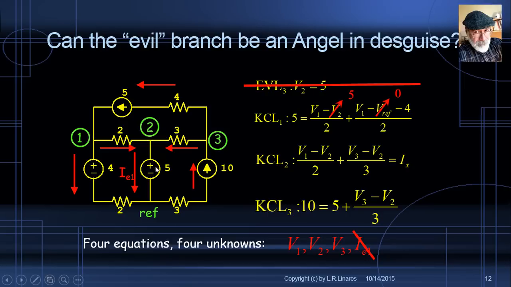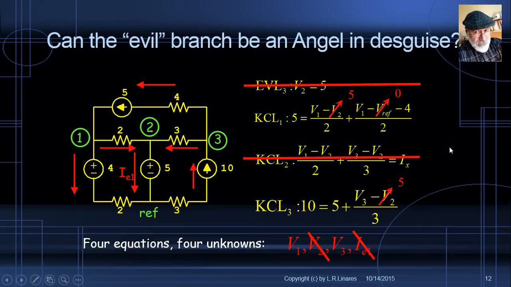But we realize also that the so-called evil branch is standing on top of the reference node and defining V2 without computation. V2 is 5 volts. 5 volts, you see? 5 volts and 5 volts down here. What else? We don't need to write a KCL equation for node 2 because V2 is known, right? That means one less equation.